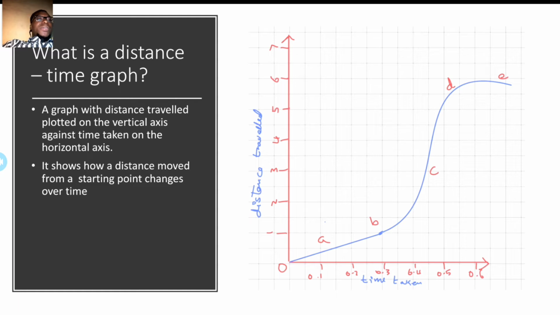Distance time graphs, it's a graph that shows you the speed of an object. You can get the speed of an object by using the gradient of a line. There will be another video on how you can use the gradient of a line to get the speed, but the focus here is just to show you some of the concepts of distance time graphs. So on the y-axis you have distance traveled, and on the x-axis you have the time taken. Then you plot the graph right in the middle.